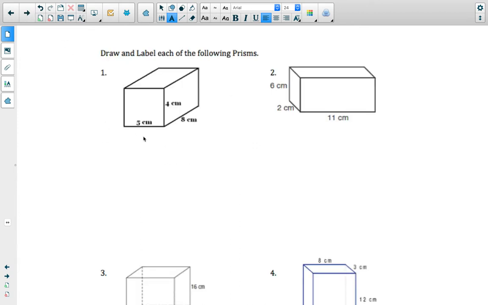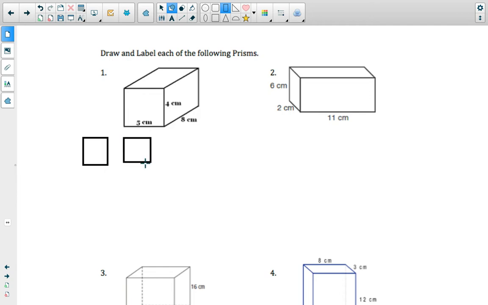So, if you did yesterday's homework, you should have this one done already. I'm going to draw my nets because I don't have mine done. I was not a good student. So this is made up of two ends that are both 5 by 4 and then 4 rectangles.